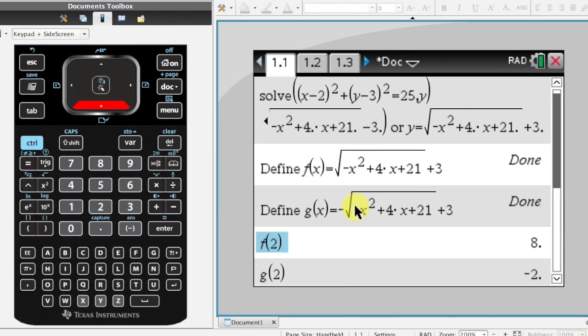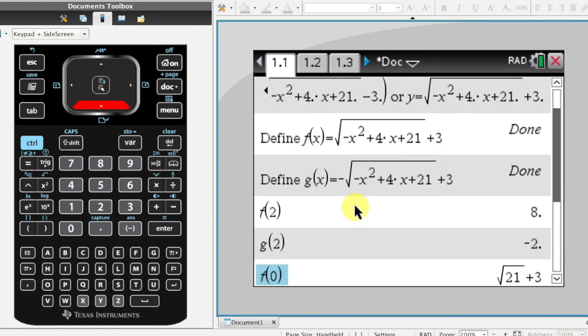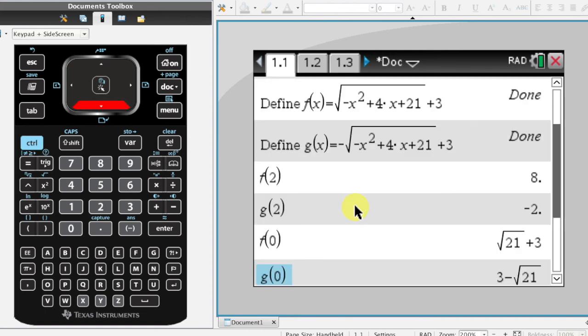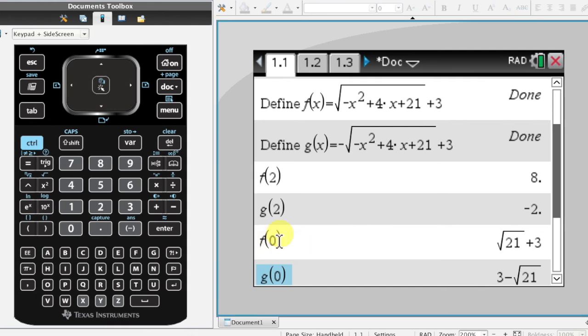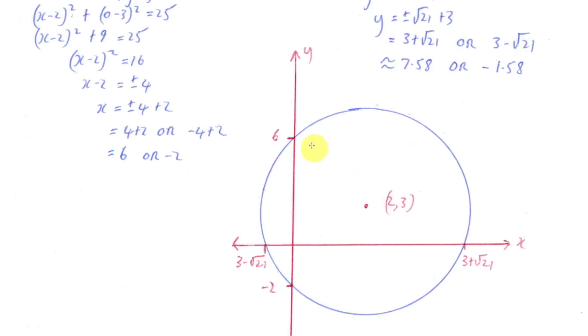Other points of interest for us are the y-intercepts. So along the y-axis, remember, the value of x is 0. So f of 0 is 3 plus the square root of 21, and g of 0 is 3 minus the square root of 21. So in this position, remember it's currently drawn incorrectly, is 3 plus the square root of 21. And this is 3 minus the square root of 21.